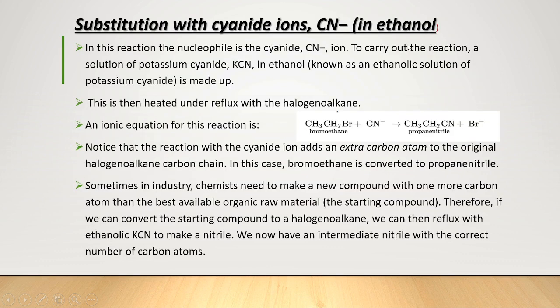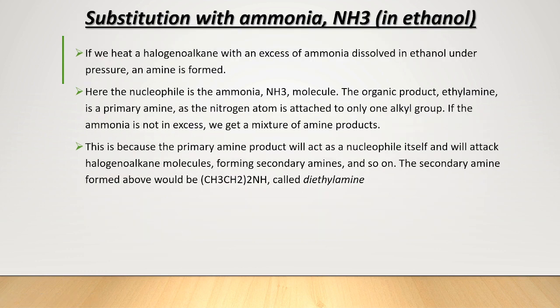Now, substitution with cyanide ions in ethanol. In this reaction, basically the cyanide ion reacts with the bromoethane. There is a formation of propanenitrile. This is a very good reaction for adding a carbon atom, and we usually use potassium cyanide for this purpose, in ethanol. If it is ethanolic potassium cyanide, there is a formation of propanenitrile. You can see here this is propanenitrile. So this is a substitution with cyanide ions.